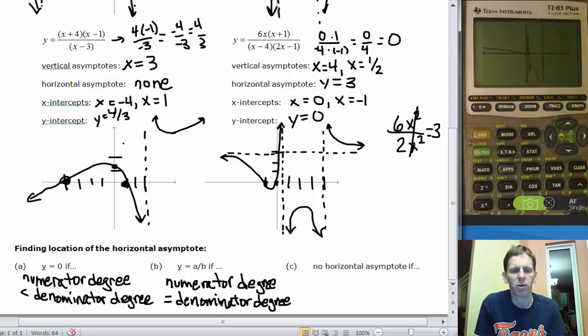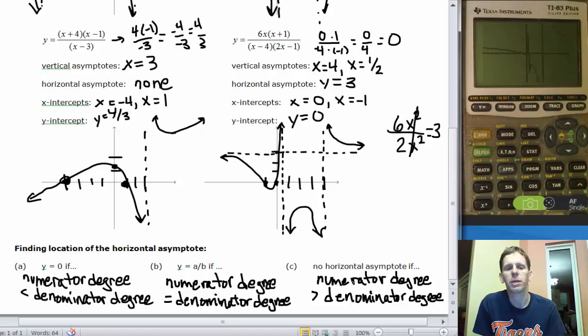Now there's no horizontal asymptote in the third problem, and that's because there are 2 x's in the numerator and 1 in the denominator. If the numerator has more x's than the denominator, then there is no horizontal asymptote. So we say if the numerator degree is bigger than the denominator degree, then there is no horizontal asymptote. And now you should be able to take a rational function and figure out vertical and horizontal asymptotes, as well as x and y intercepts.